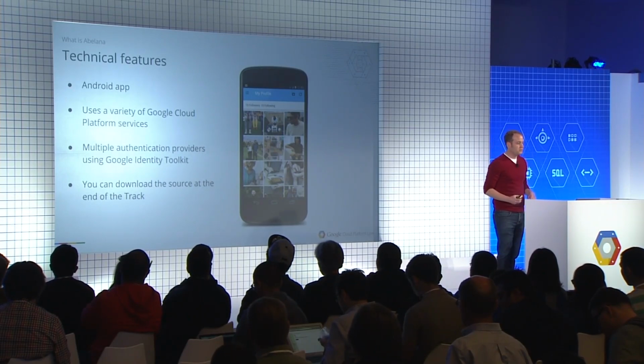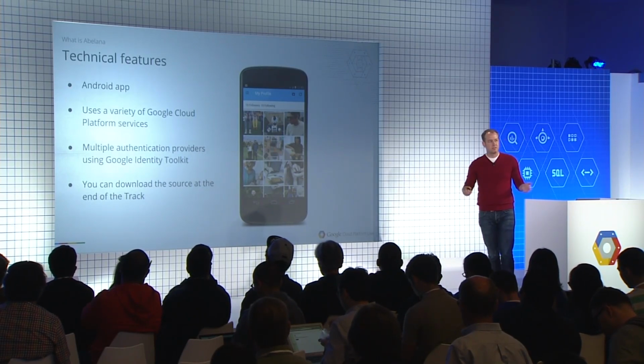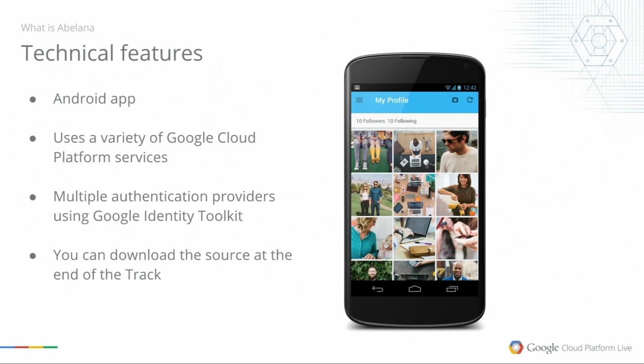So a few technical features about the app today. Obviously, it's an Android app. We wanted to build a mobile application. We see a lot of people building mobile apps on our cloud, and all of the concepts apply to web apps as well. But we wanted to show you what it was like to actually work with Android and cloud together. One of the cool things about this app is it uses a variety of Google platform services and technologies. So we use things from compute, we use things from storage, and we use things from our big data set of products.